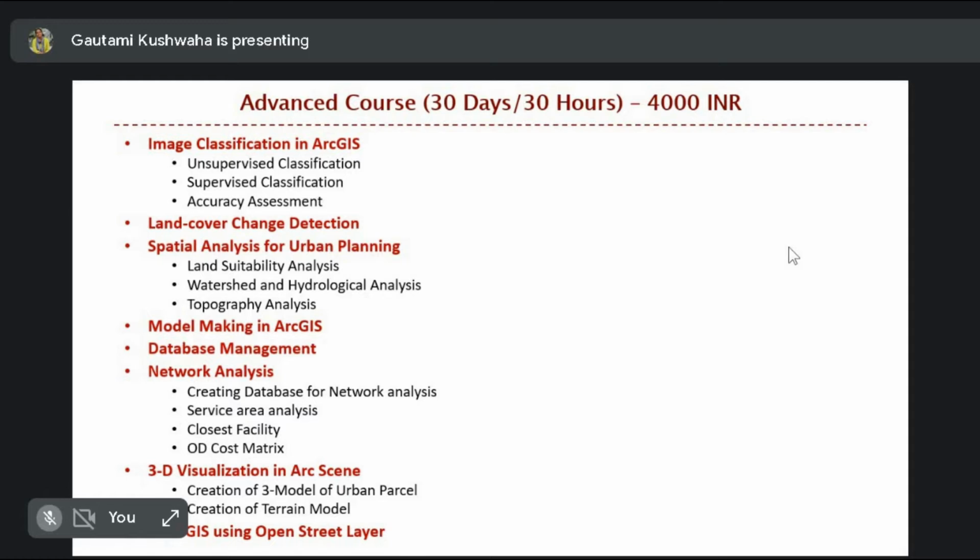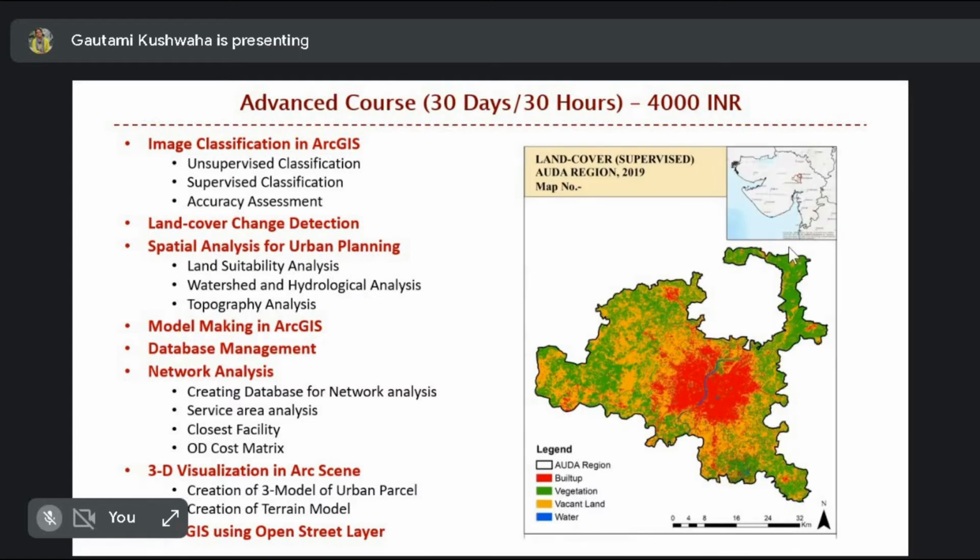Then we will be looking into 3D visualization, so generating 3D models of cities, complete cities or neighborhoods, or generating a terrain model using a digital elevation model. And we will also be talking about the WebGIS component using OpenLayers. So these are the topics that we'll be covering in the advanced course.